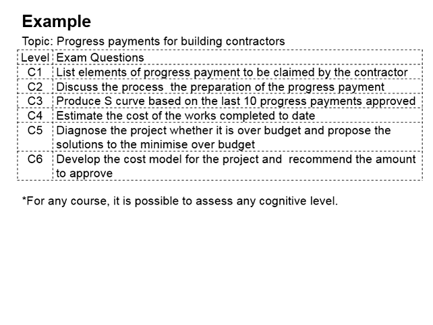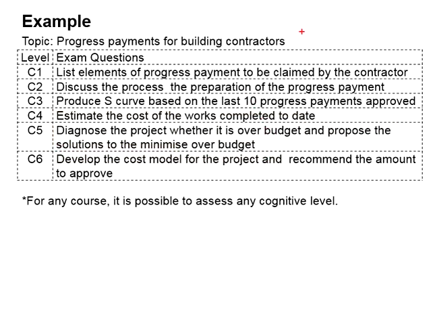One of the ways is to track the payments that have already been approved to the contractor in order to monitor the project. Now, this question here will be the application of S-curve on the basis of the progress payment. C4 shall involve analysis. Estimate the cost of the work completed to date. C5, diagnose the project, whether it is over budget, and propose solutions to minimize the over budget.